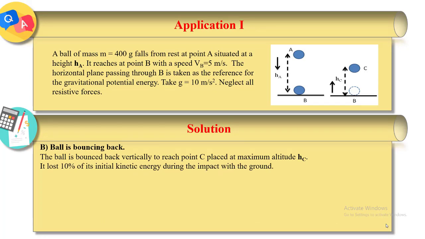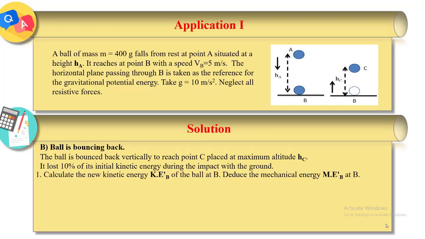Now we discuss the bouncing back of the ball from B to C. After it hits the ground, the ball loses 10% of its kinetic energy and it reaches a maximum point at point C. The first question is to calculate the new kinetic energy of the ball at point B. The new kinetic energy at point B is equal to 90% of the initial kinetic energy at B. 90% corresponds to 0.9 times the kinetic energy at point B. We substitute and we get 4.5 joule.